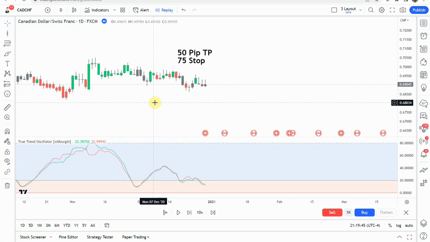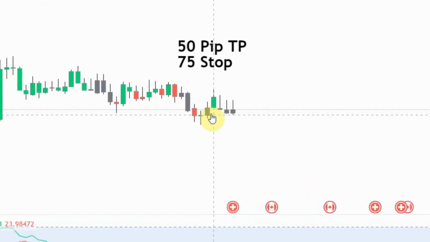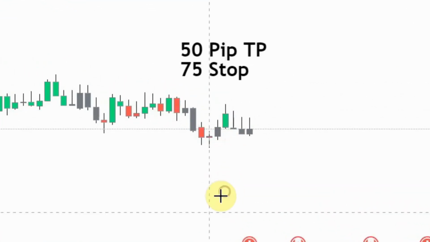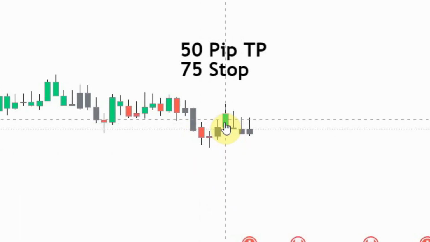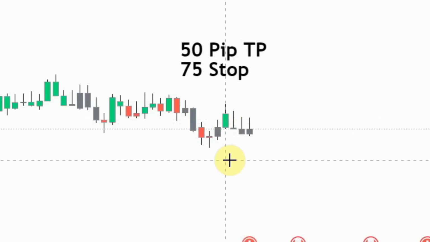Alright, so today we are testing the True Trend Oscillator Indicator. You can see it here on the bottom of the screen. The indicator is set up pretty easy. The bar coloration tells us everything we need to know. So when we get a red colored bar, that is a signal to go short. When we get a green colored bar, that is a signal to go long.